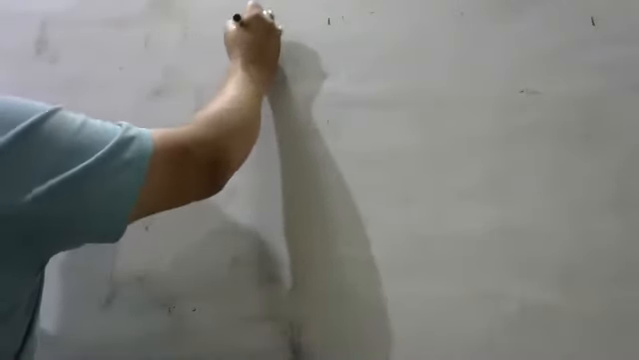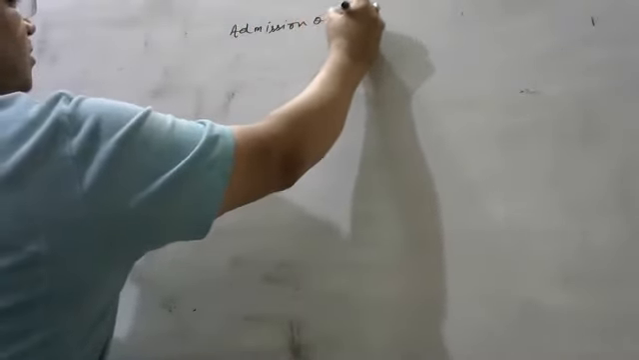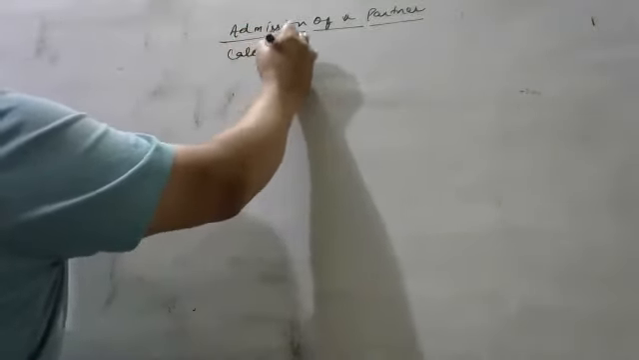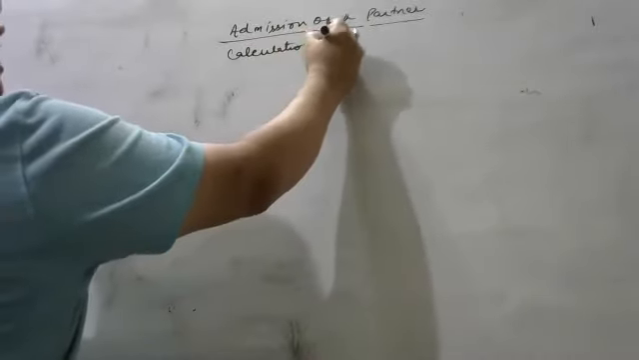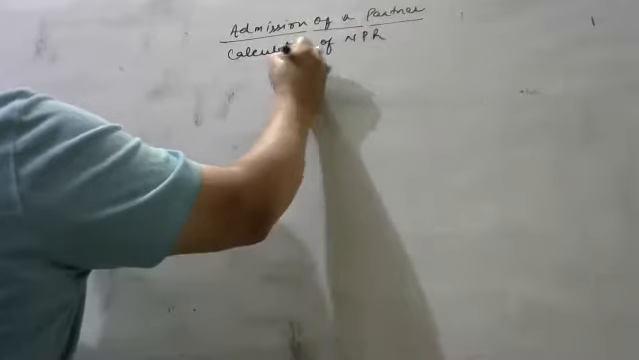Okay, students. Now we are discussing admission of a partner, and we are discussing here calculation of new profit sharing ratio, including the new partner. We are understanding here calculation of new profit sharing ratio and sacrificing or gaining ratio.